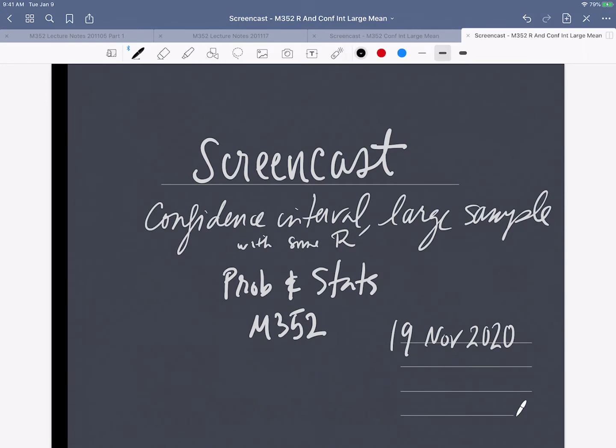So I will be doing one example of finding a confidence interval, and I will show you how to do it by hand, and I will also show you how to do it just with R.